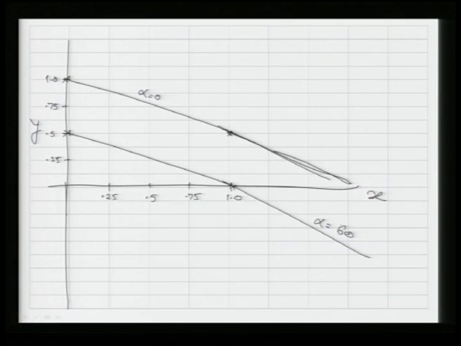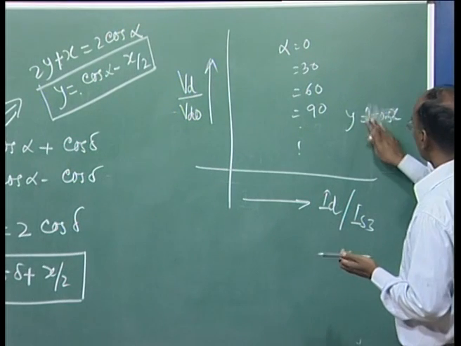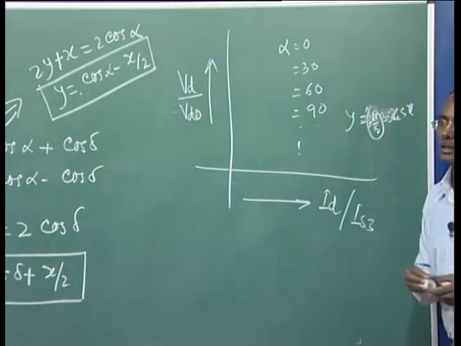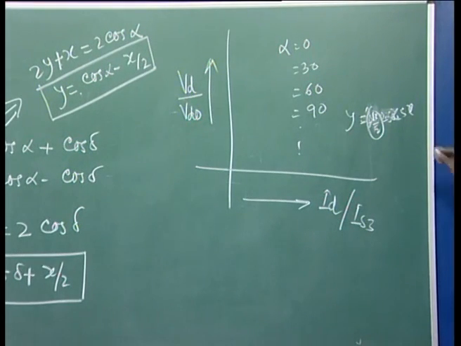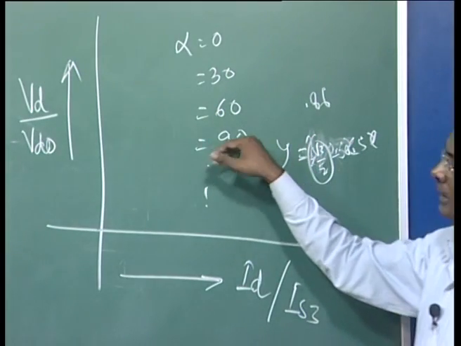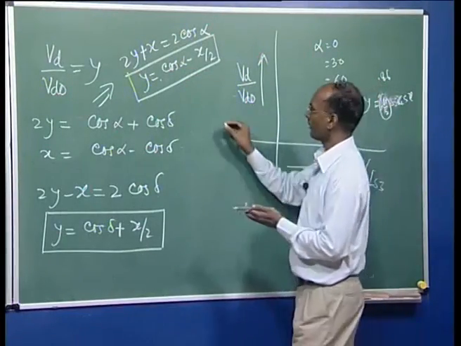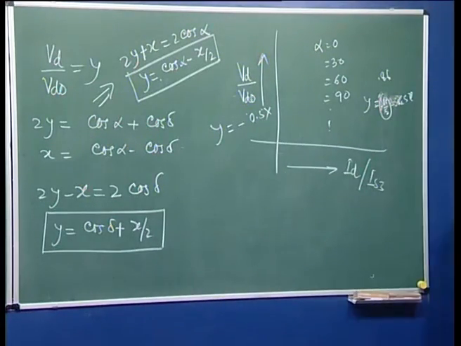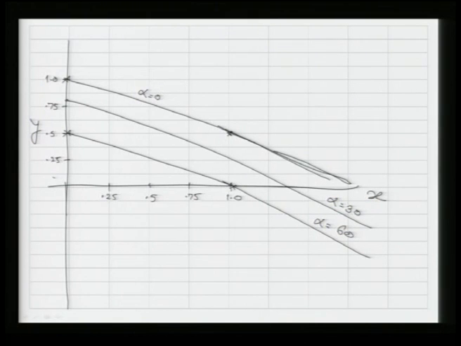So if alpha is 30, what will this be? It is root 3 by 2 into 0.5 x, and this value is approximately 0.86. So it will start somewhere here, and we will find it is a straight line, here alpha is equal to 30. Now, if alpha is 90, this will be 0, and we are going to have the characteristic y is equal to 0.5 x, which means it will pass through the origin, and it will again be parallel to this. This is your alpha is 90.